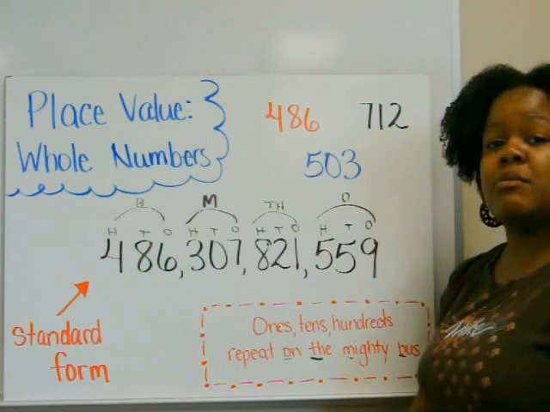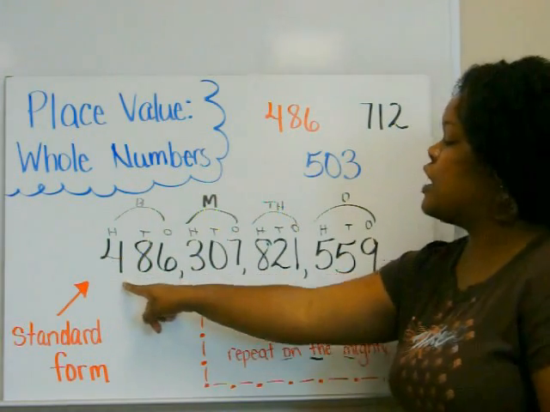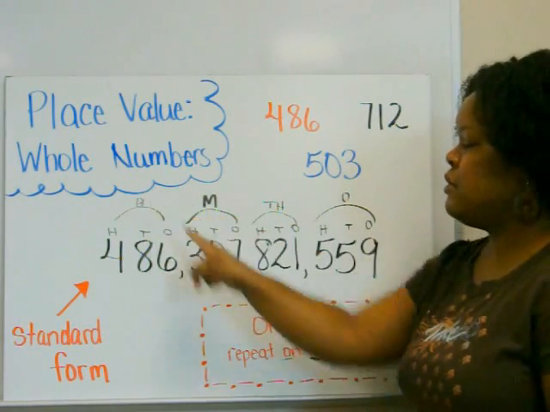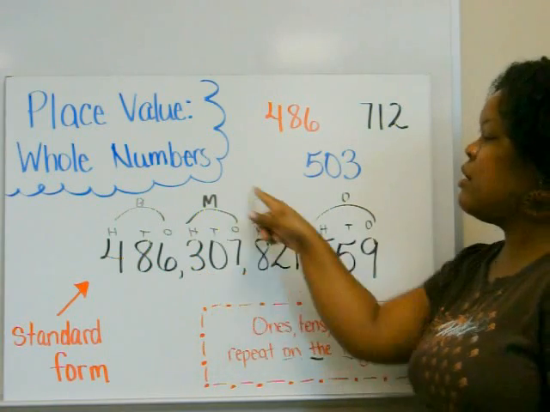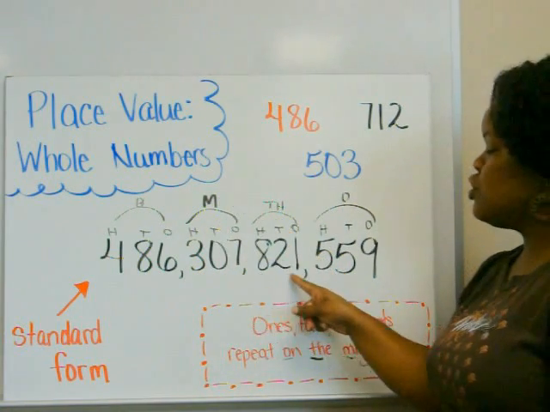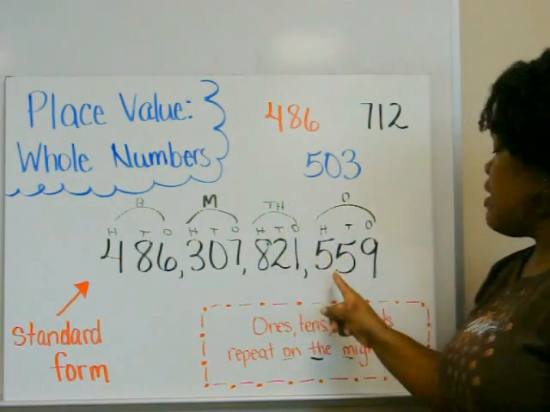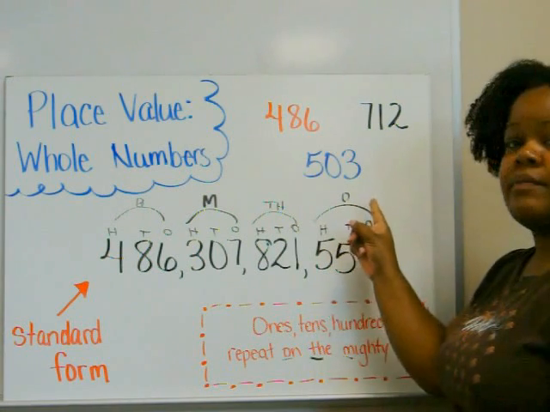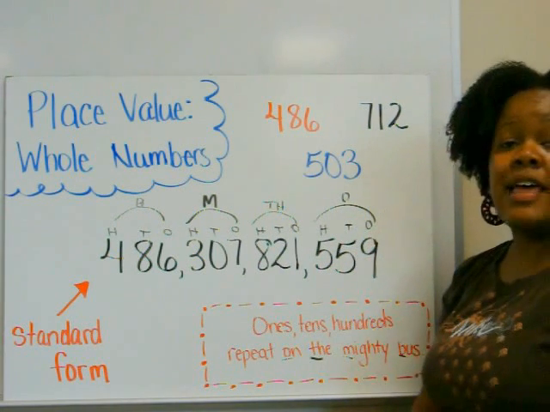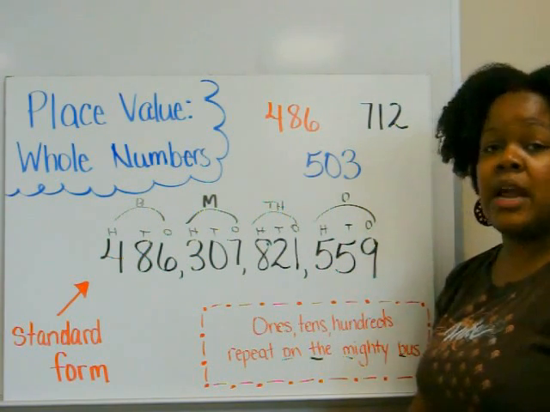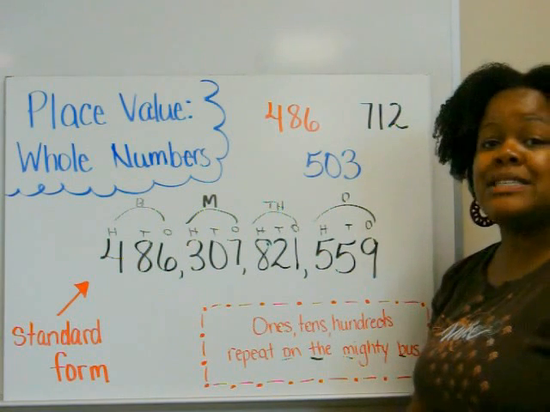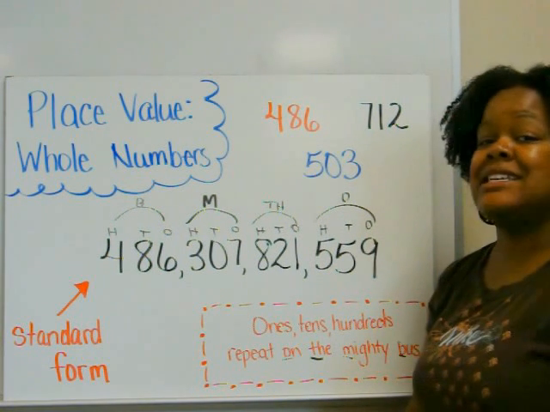Let's try reading this number together. 486 billion, 307 million, 821,559. Notice that I did not say "and" anywhere in this number. You only say "and" when your number has a decimal.